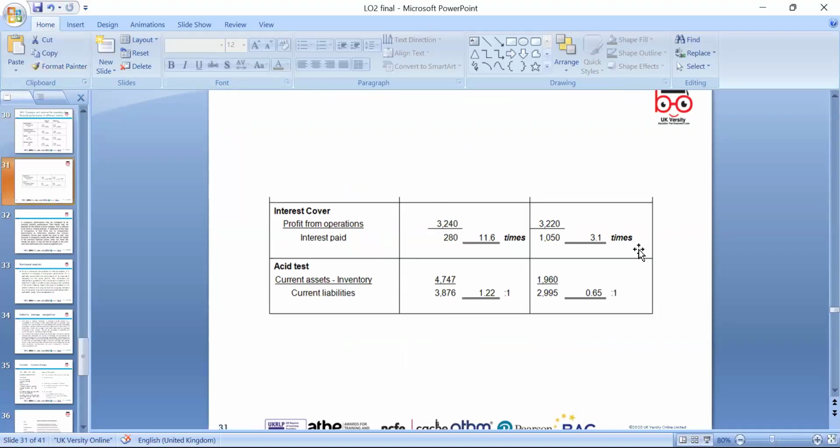This is less risky and this is more risky. We can think about the liquidity ratio, current assets divided by current liabilities. So that's 1.22, because we have £1.22 worth of assets against £1 worth of liability, and this company only has 65 pence of assets against £1 of liability. So we can think about this one as more risky than the others.